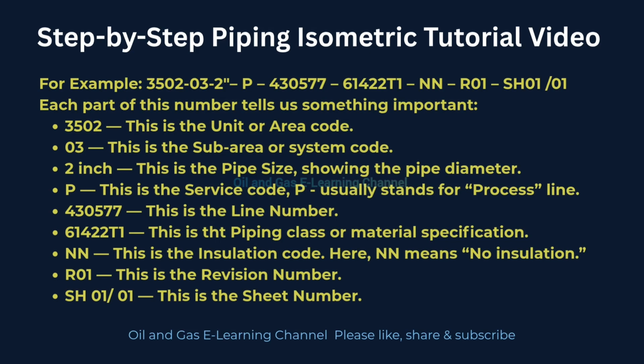61422, T1, this part is a piping class or piping material specification. NN, this is the insulation code. In this case, NN means no insulation. R01, this is a revision number, meaning this drawing is at revision 1. SH01/01, finally, this is the sheet number, which tells us this is sheet 1 of 1. Each part of the number represents a specific detail about the piping line.